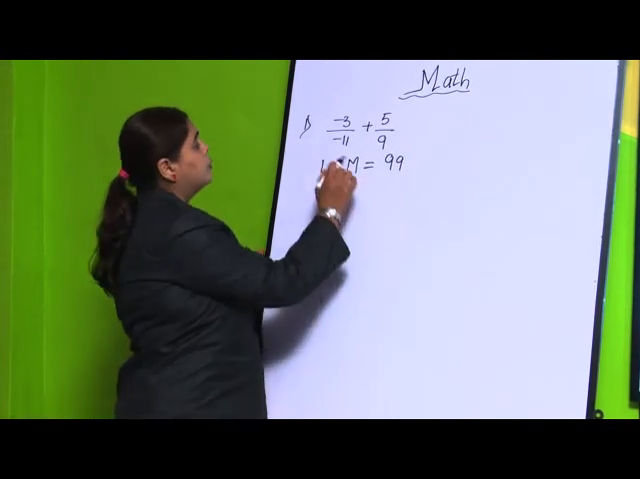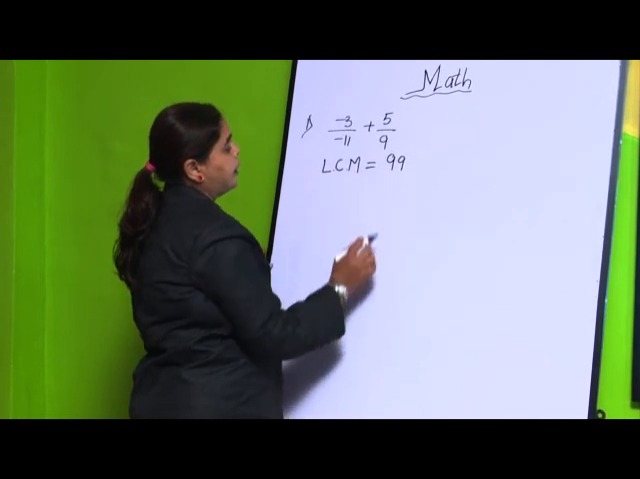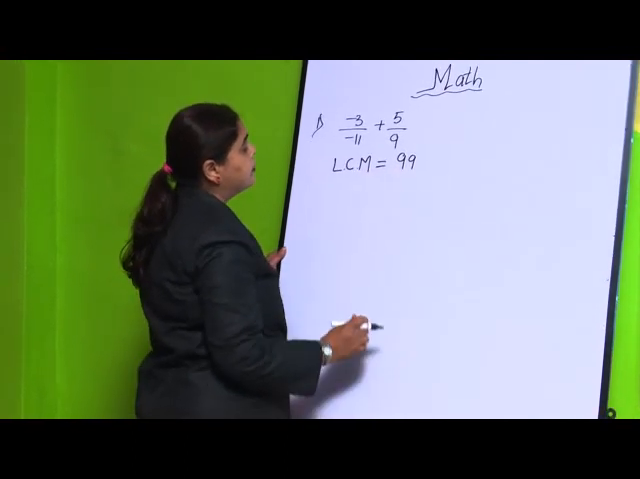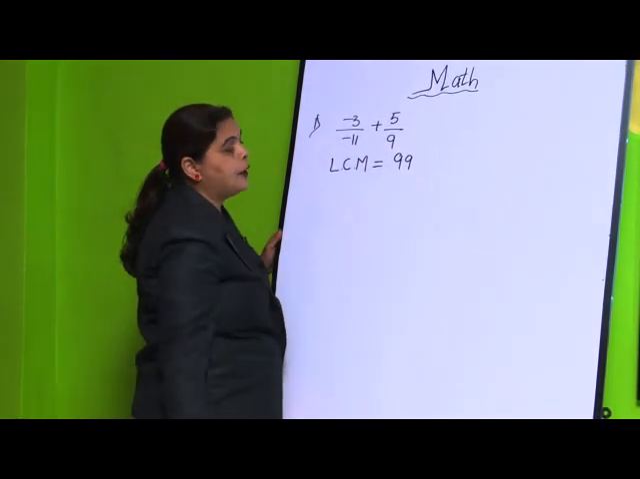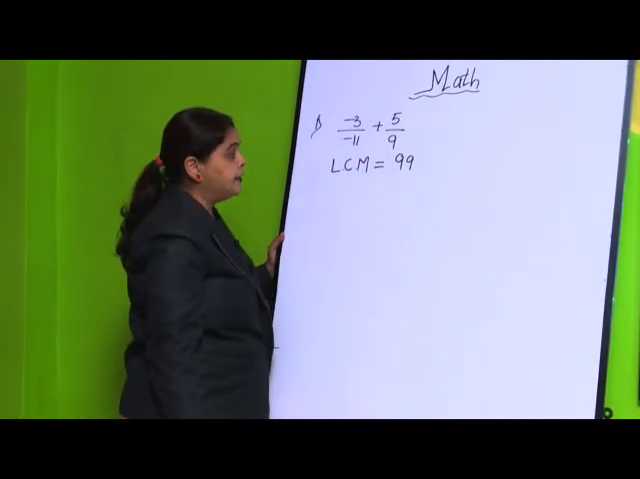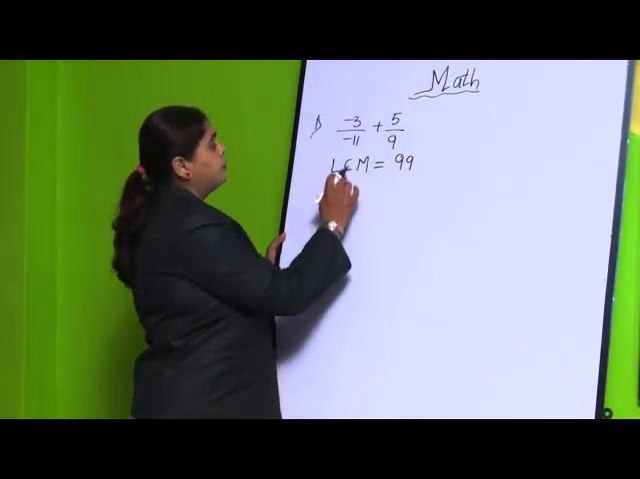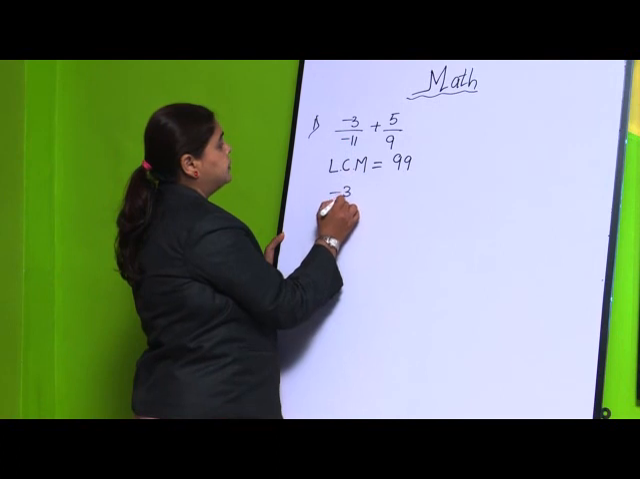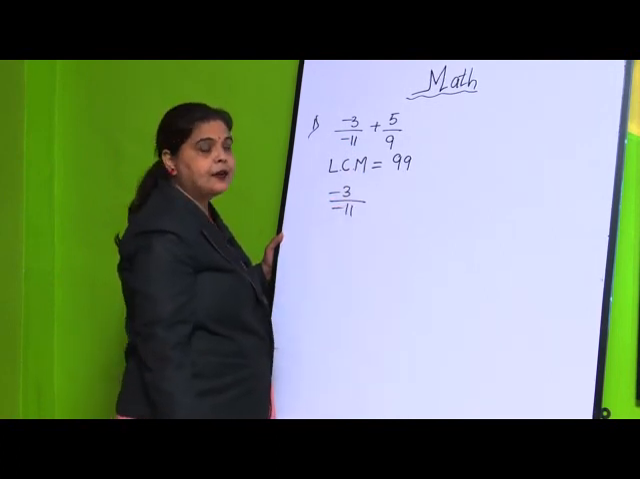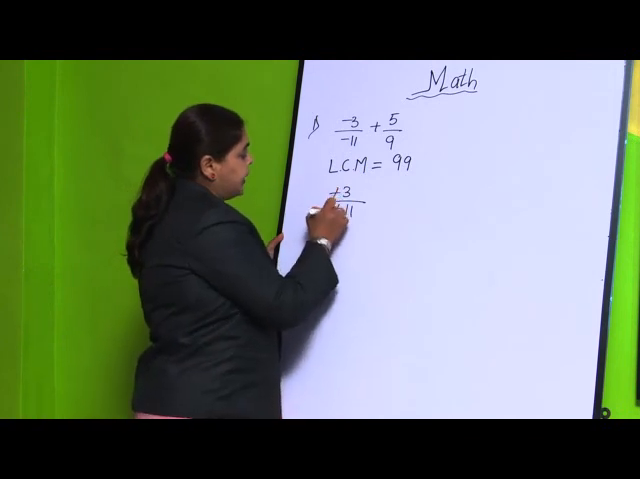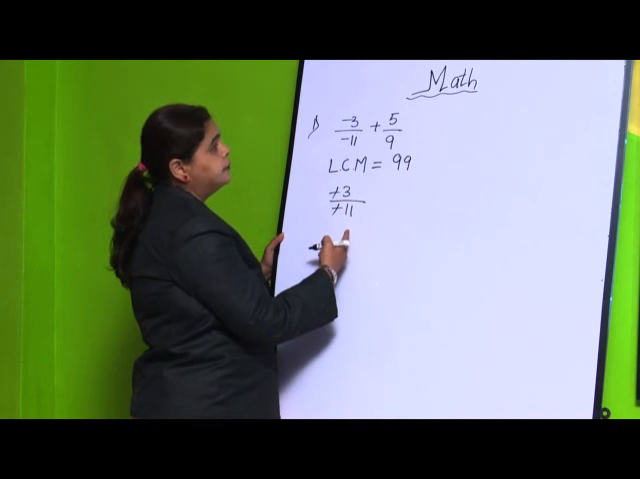Why? You know that when they are prime numbers, we can do direct multiplication and we get the LCM as 99. Now we have to make both the denominators 99. So which number will we multiply? First we will consider minus 3 upon minus 11. I will make it easier here, minus minus gets cancelled. So here it will be 3 upon 11.